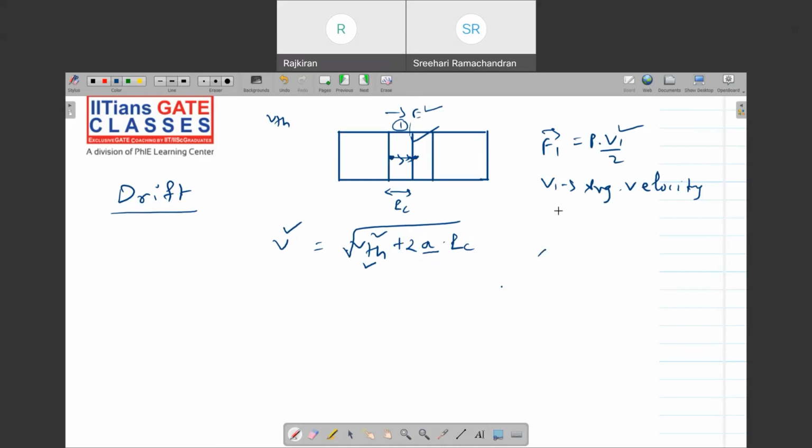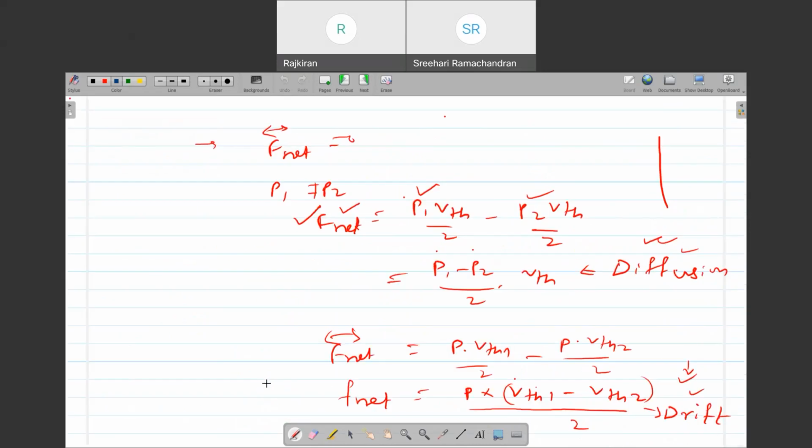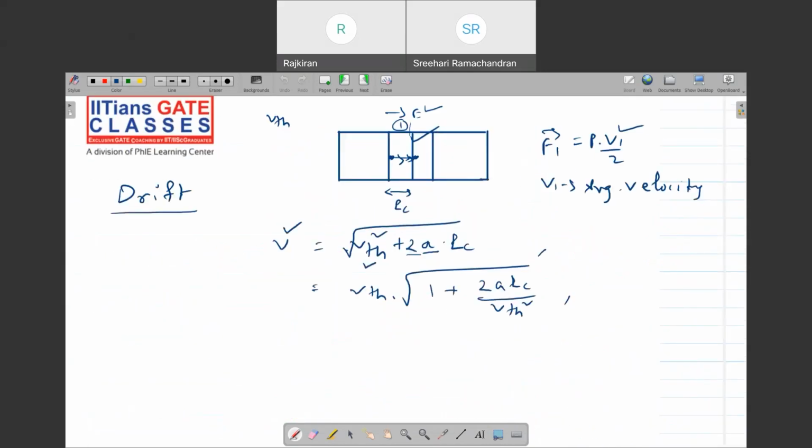We have an assumption, right? So let me take VTH square common. So we'll get VTH into root over of 1 plus 2a LC divided by VTH square. Since what we assumed is that the velocity is not changing much, whatever the increment in velocity is very negligible. Because of quasi equilibrium, 2a LC is very small compared to VTH square.